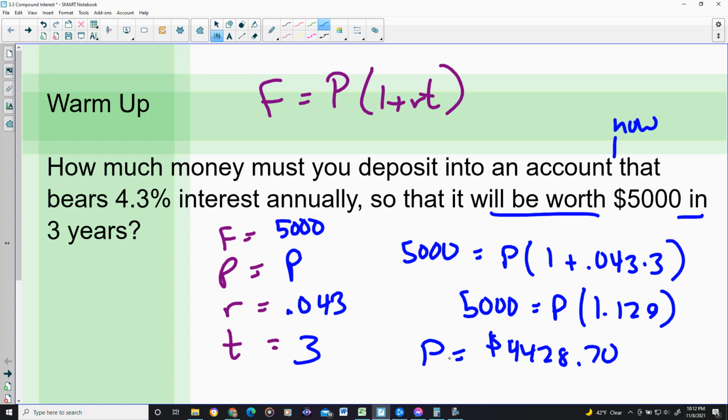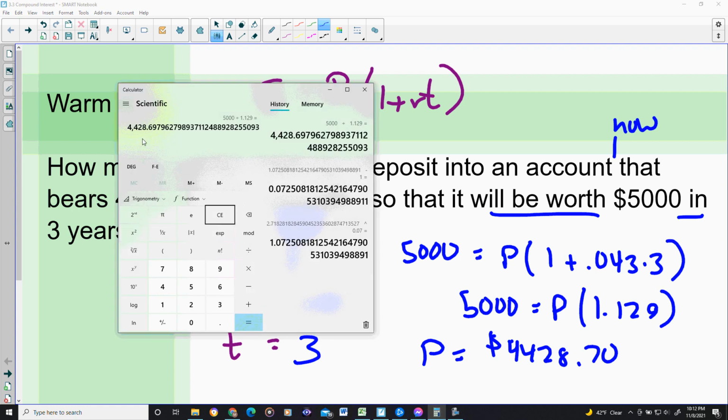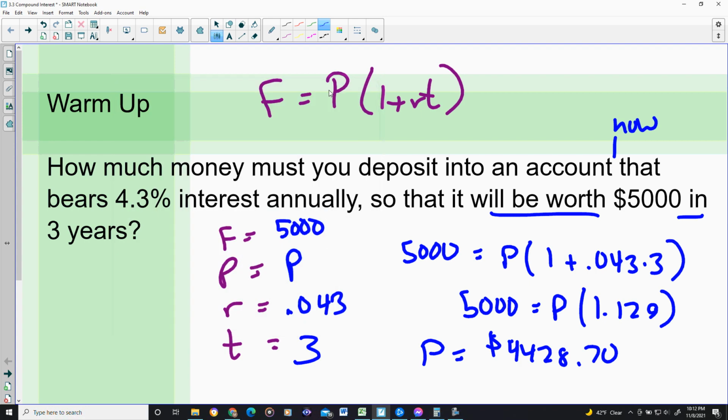Okay, one thing to keep in mind, I don't know if you guys can see my calculator or not. Sometimes you can, sometimes you can't. So anyway, the amount that's actually shown on the calculator with the decimal places is 4428.6979. Well, in that case, it makes sense to round up to 70, right?